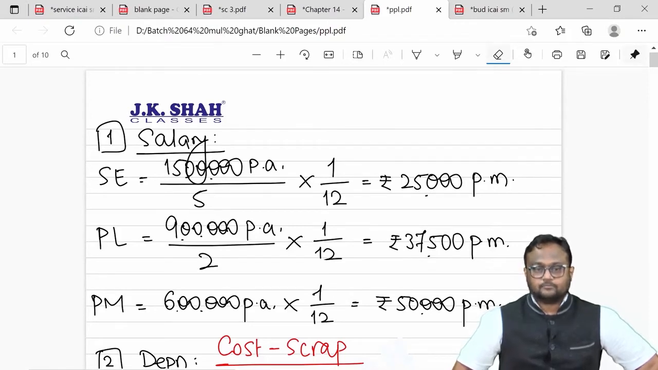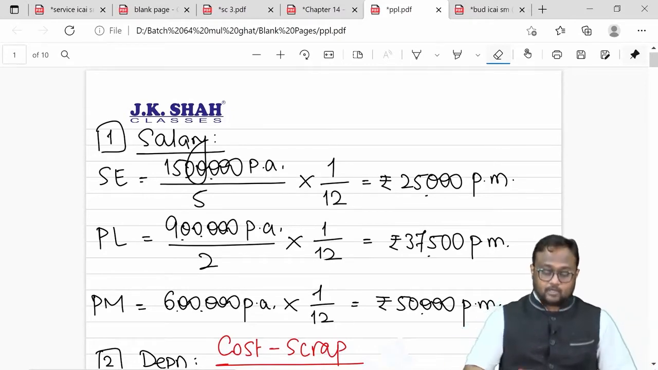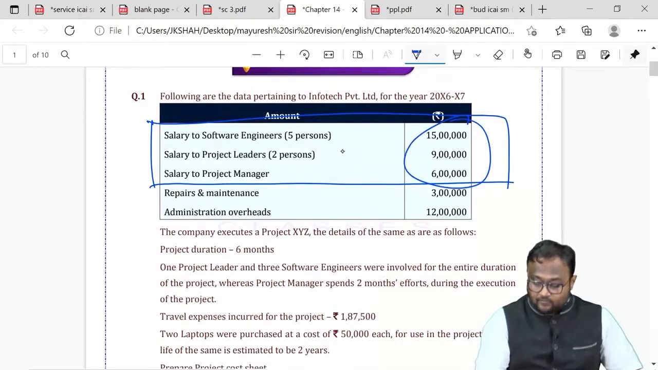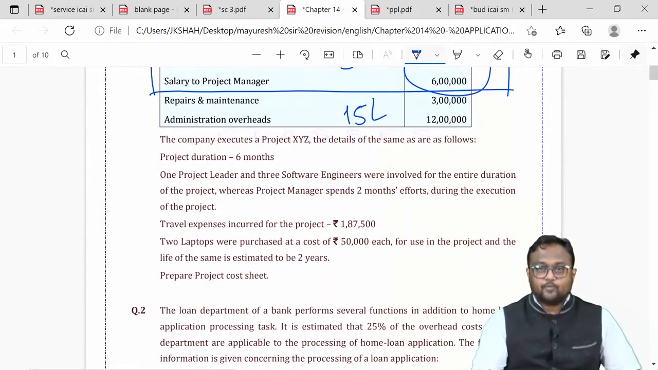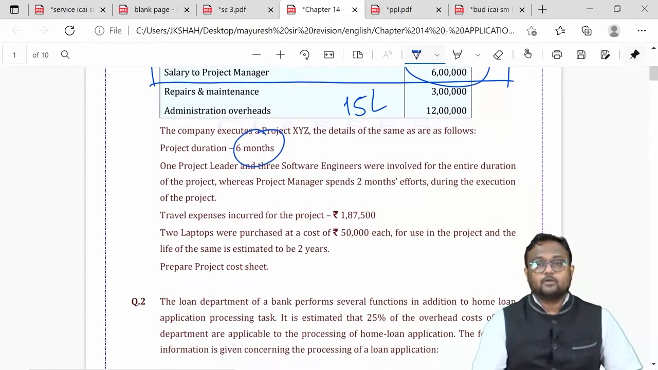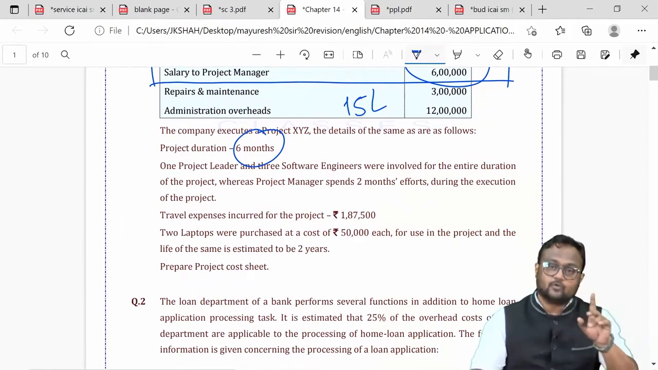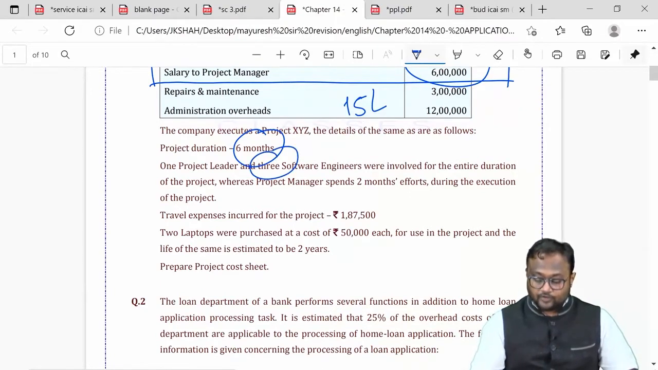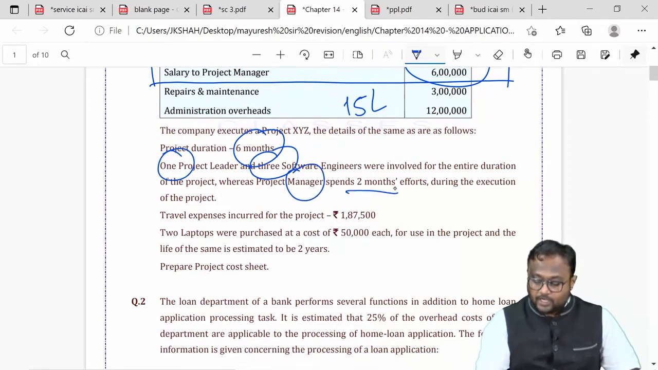Project manager is getting 6 lakhs. For 1 month he is getting 50,000. We had 30 lakhs salary and 15 lakhs overheads. The only important point in this whole question was, we were supposed to prepare a cost sheet for project XYZ for 6 months. So the entire salary structure was covered on the basis of that. Now there were 3 software engineers, 1 project leader, and the project manager was spending only 2 months.